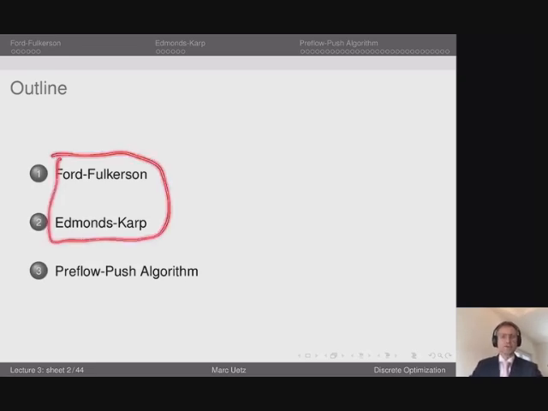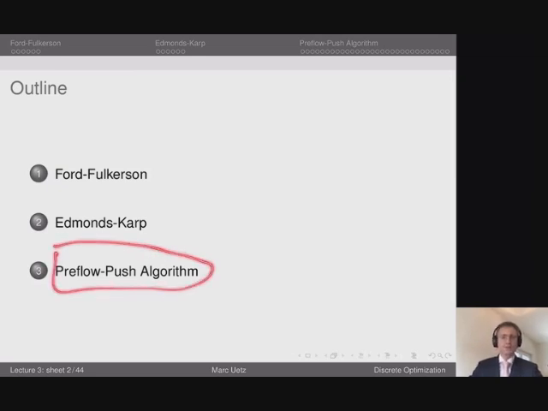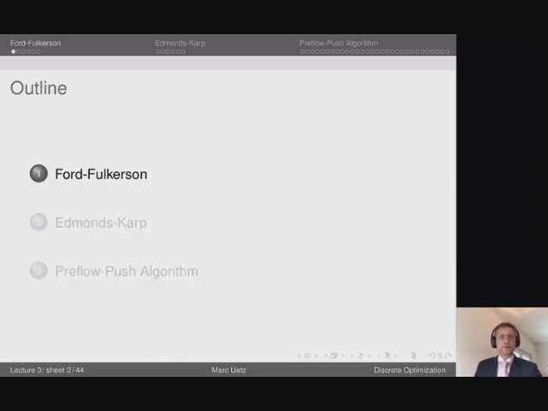The Ford-Fulkerson algorithm is a generic algorithm, and Edmonds-Karp is going to be a version of that with a polynomial computation time. And the preflow push algorithm is interesting to look at because it's a totally different algorithm that uses so-called preflows, and it has a very nice and elegant analysis. Okay, so let's start with the Ford-Fulkerson algorithm.